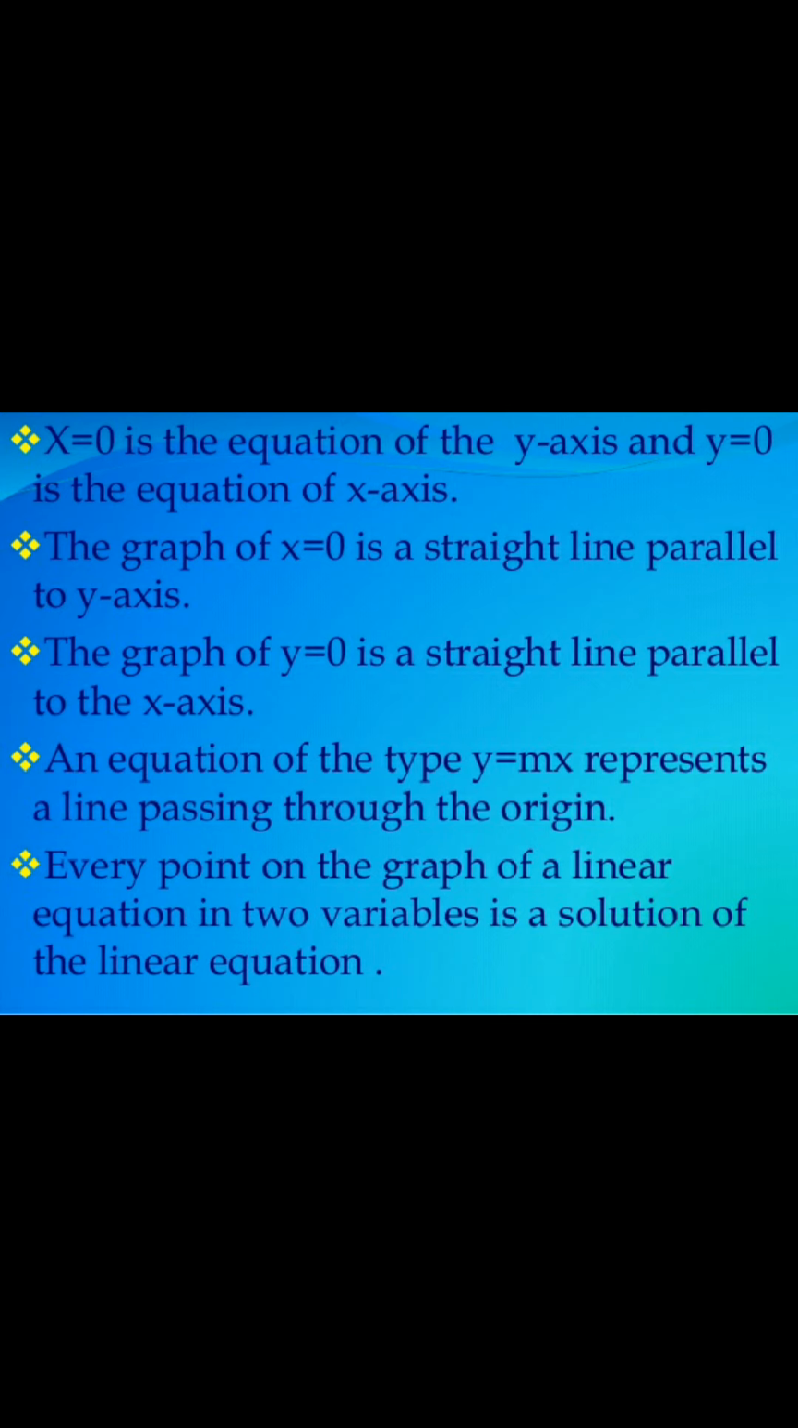If x is 0, x is equal to 0 is the equation of the y-axis. If x is 0, then the equation will be on the y-axis. And if y is 0, the equation is x-axis. You have already studied about it in class 8th. The graph of x is equal to 0 is a straight line which will be parallel to y-axis. If y is 0, then the graph will be a straight line parallel to x-axis.